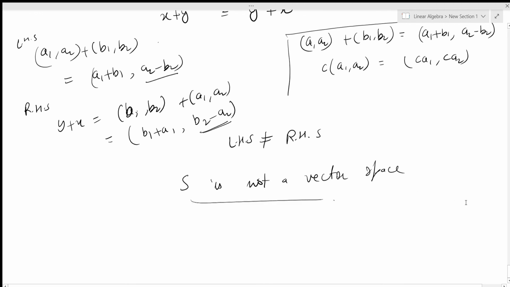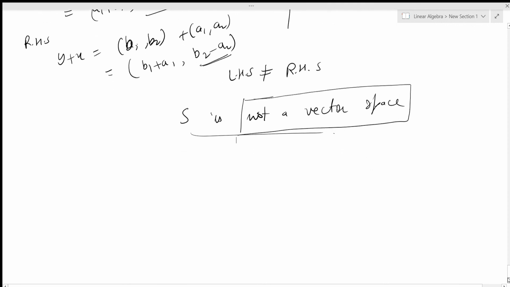So in order to prove it is not a vector space, it is sufficient to prove only one condition. You can check using any condition whether it is a vector space or not. So now let's see the next example. This type of example is very important because here you have to check whether it is a vector space or not.